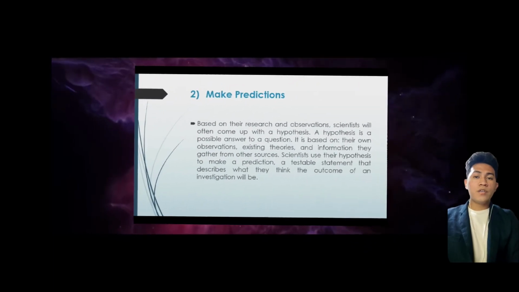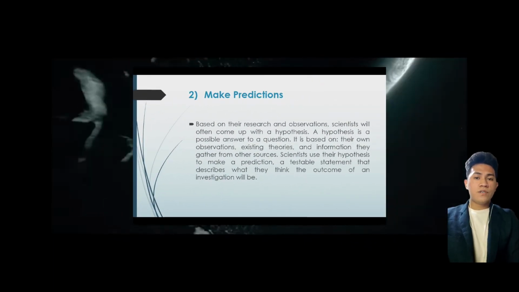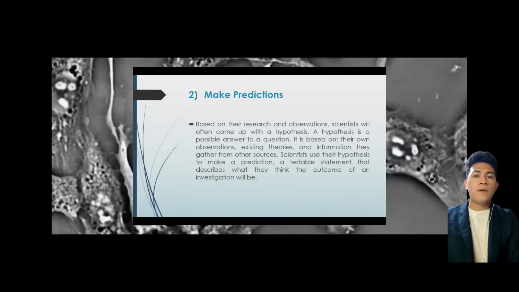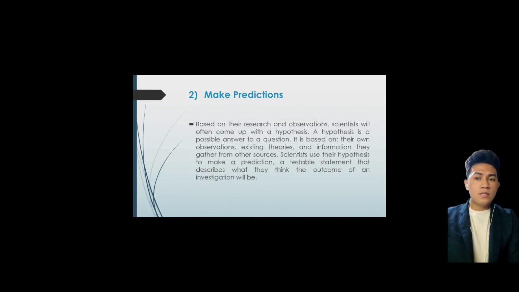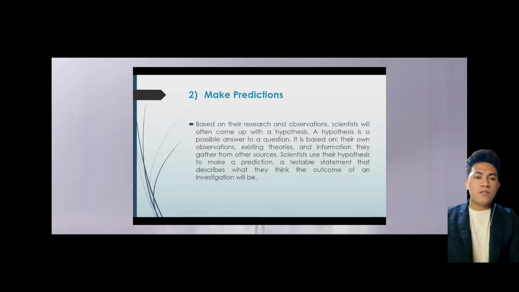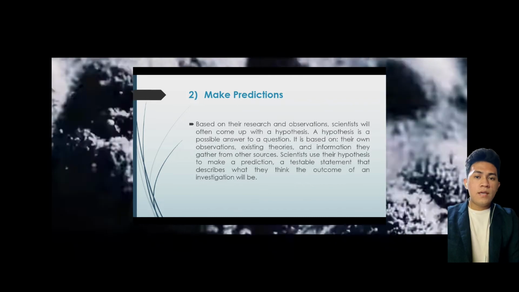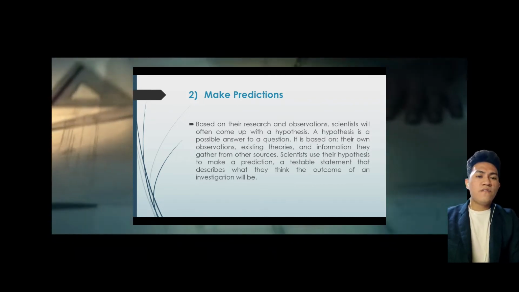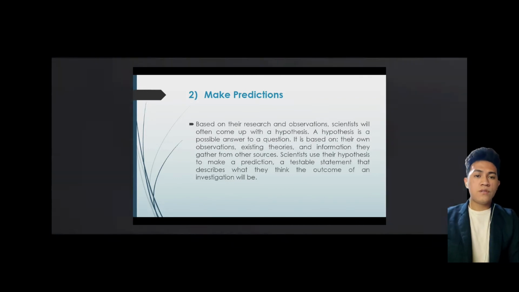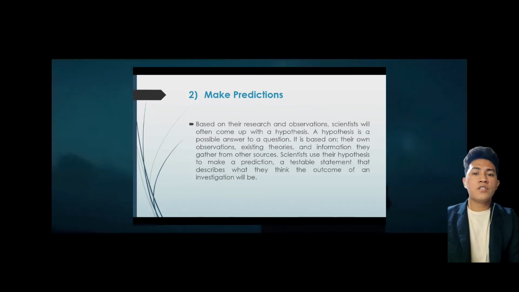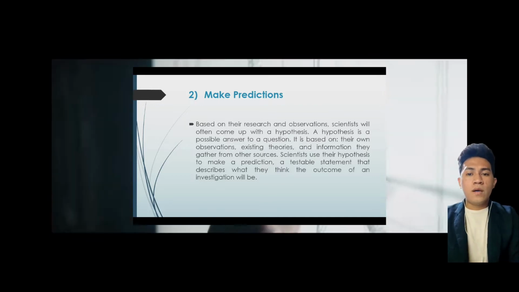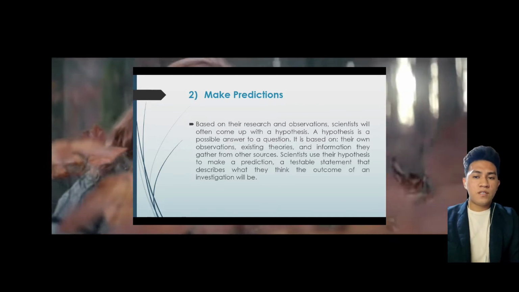Second, make predictions. Based on their research and observations, scientists will often come up with a hypothesis. A hypothesis is a possible answer to a question. It is based on their own observations, existing theories, and information they gathered from other sources. Scientists use their hypothesis to make predictions, a testable statement that describes what they think the outcome of an investigation will be.